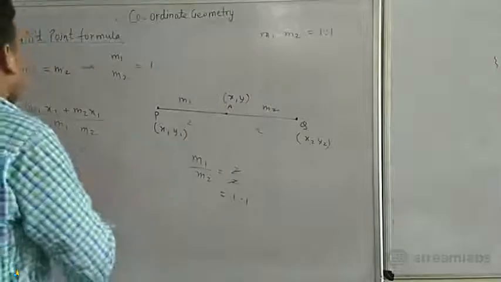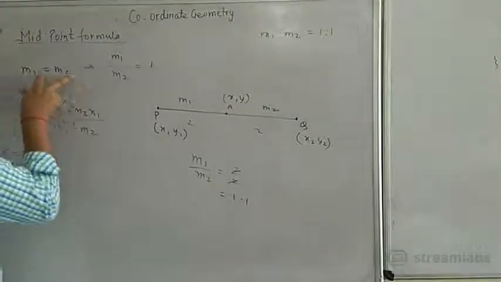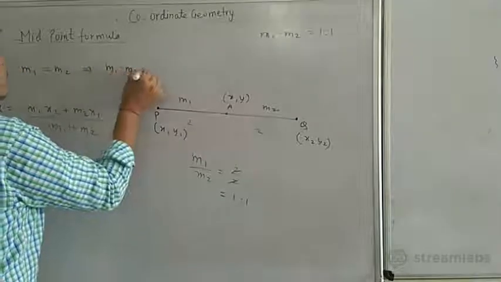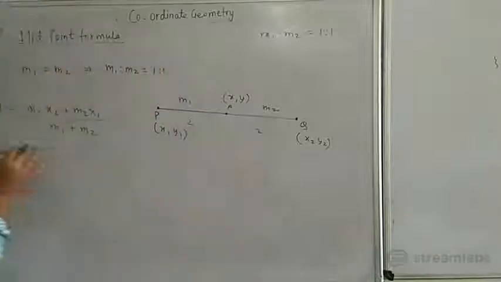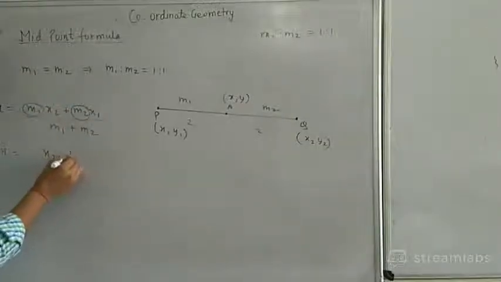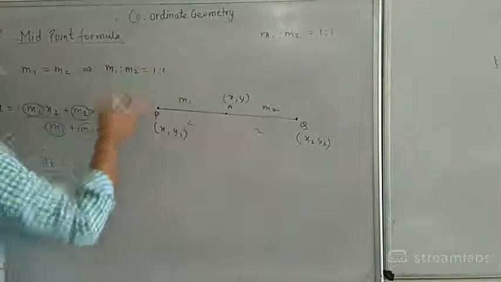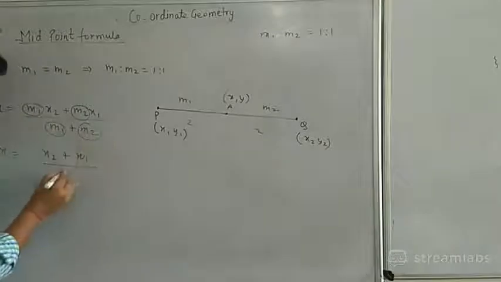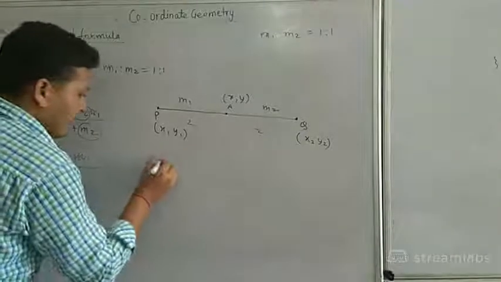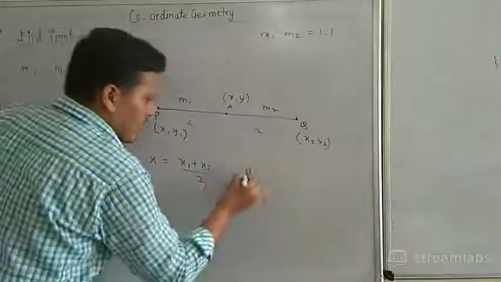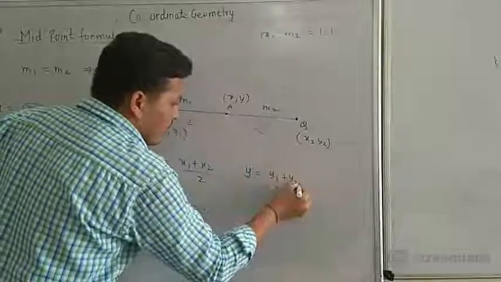So directly we can say that if M1 is equal to M2, then the ratio M1 to M2 is 1:1. So find the value of x in this case. x is equal to 1 into x2 plus 1 into x1, upon 1 plus 1, because M1 to M2 is 1:1, and 1 plus 1 is 2. So finally x is equal to x1 plus x2 upon 2. Similarly y is equal to y1 plus y2 upon 2.